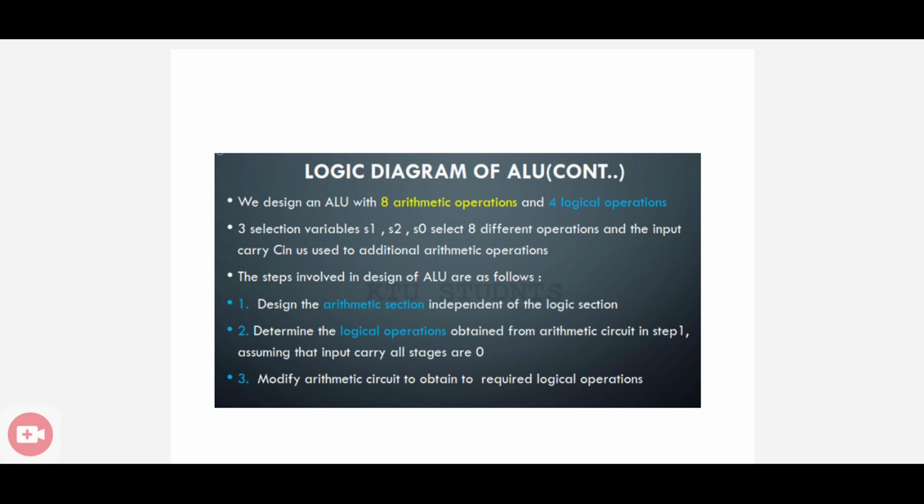First, the steps involved in the design of the ALU. First, you design the arithmetic section. It is independent of the logic section. And second, determine the logical operations obtained from the arithmetic circuit and modify this arithmetic circuit to obtain the required logical operations. So these are the steps involved in the design of the ALU.